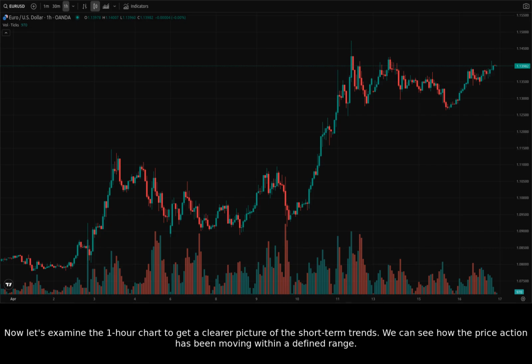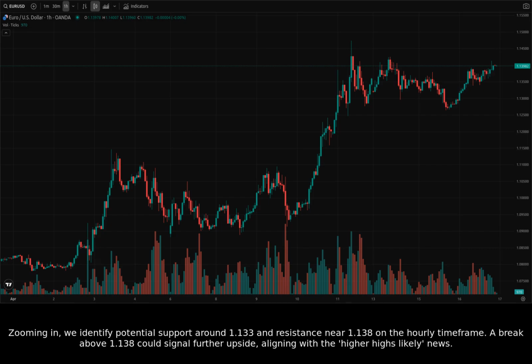We can see how the price action has been moving within a defined range. Zooming in, we identify potential support around 1.133 and resistance near 1.138 on the hourly timeframe. A break above 1.138 could signal further upside, aligning with the higher highs likely news.